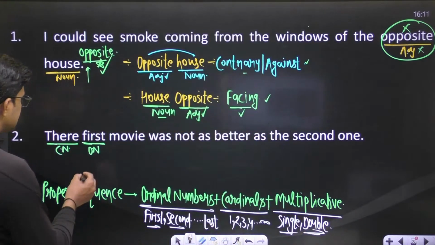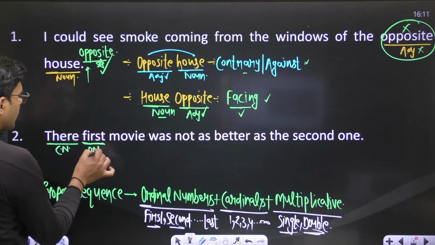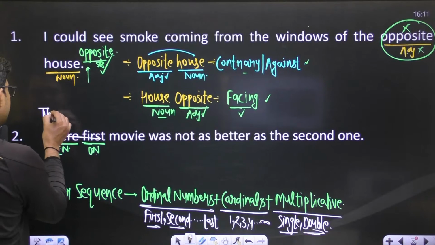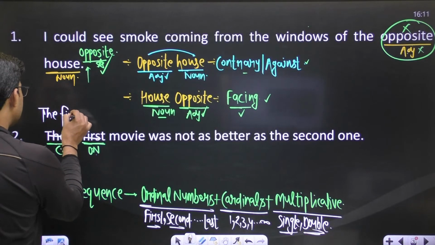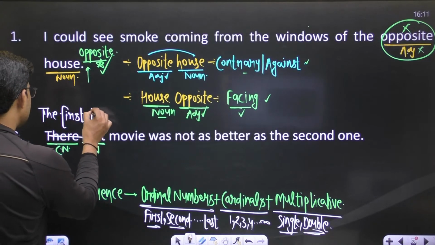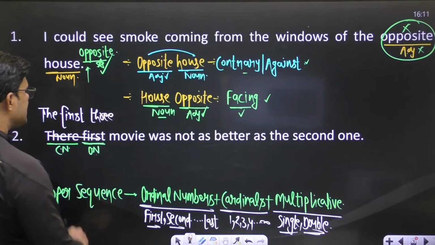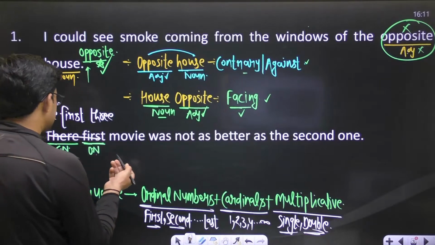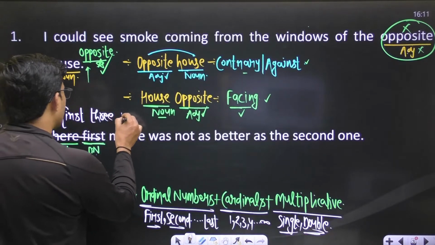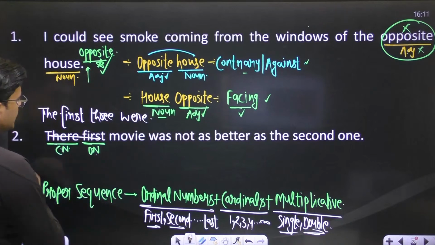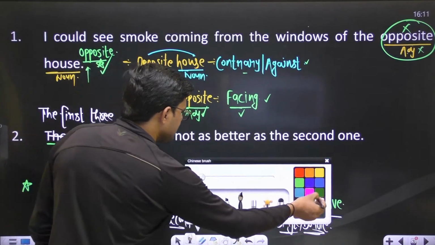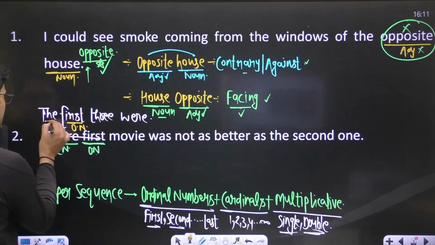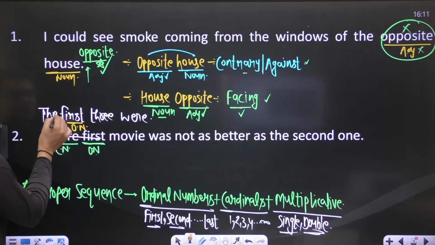So in this sentence, we know ordinals are used before cardinals. So the proper sequence will be like, the first three movies were not, right? This will be the right sequence. And make sure also, before ordinal numbers we use the article the.